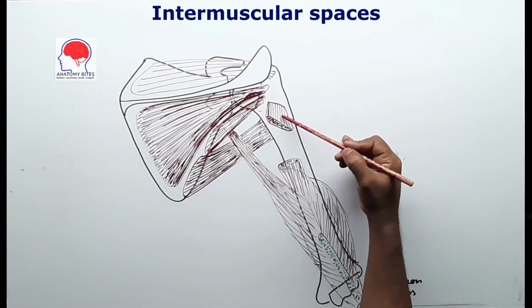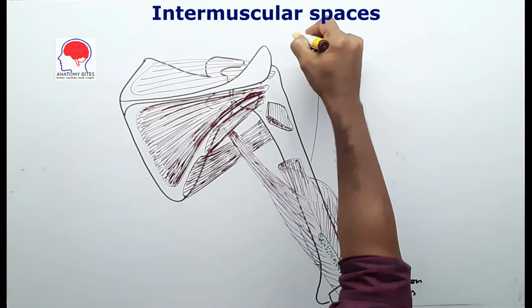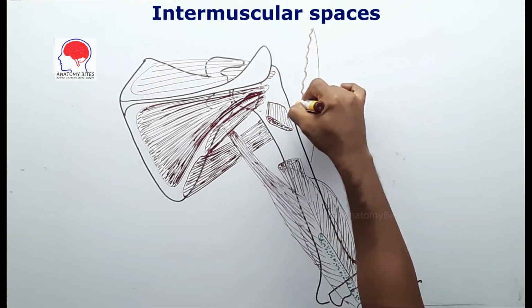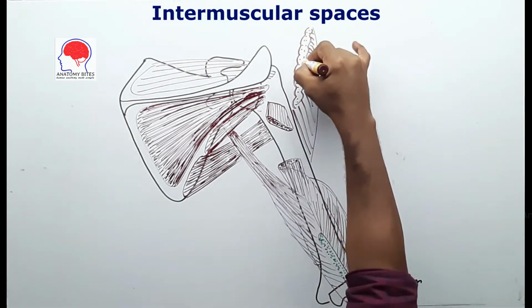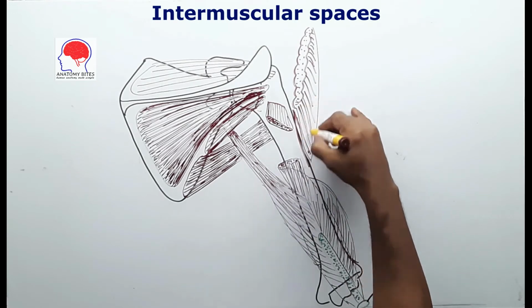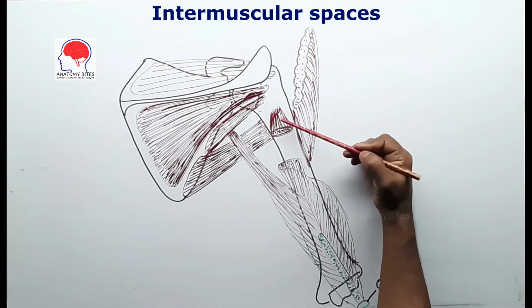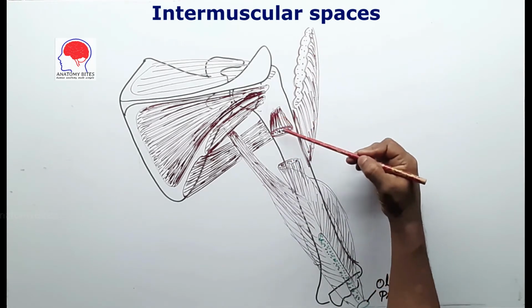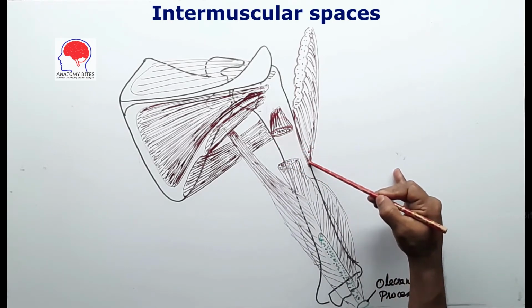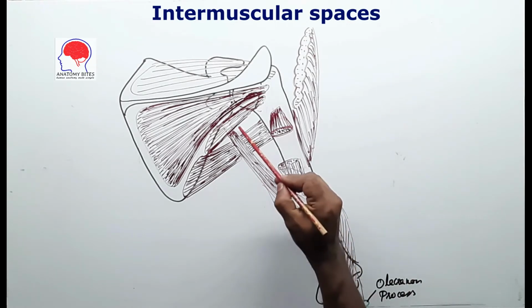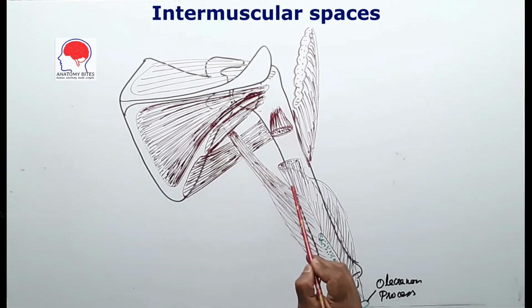This is the lateral head of the triceps. This is the deltoid, and this is the lateral head of the triceps. The lateral head has been cut, and this small section has been removed to see the radial groove. Now you can see three intermuscular spaces. This is the quadrangular space, this is the upper triangular space, and this the lower triangular space.